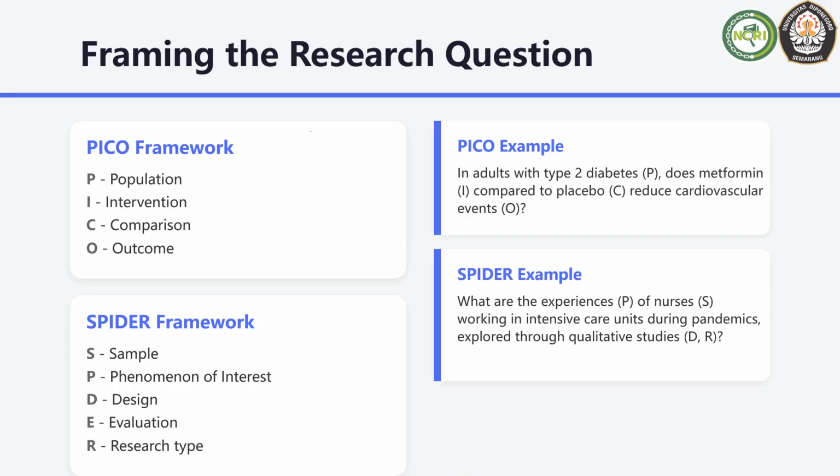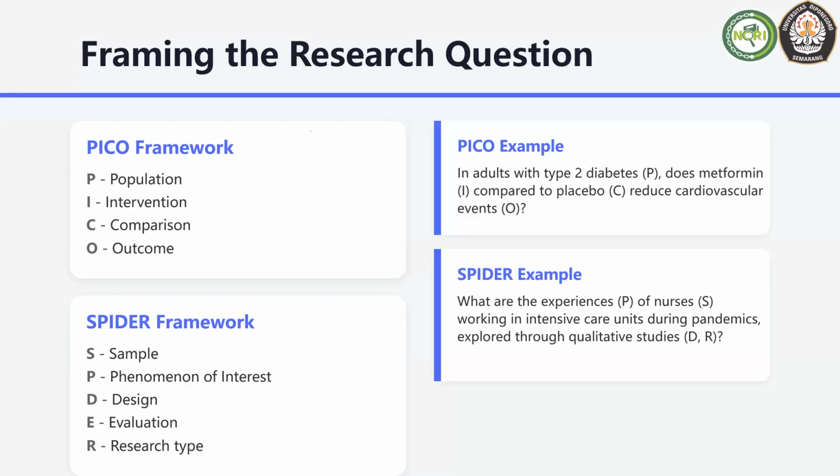So we usually use the PICOS, which is population, intervention, comparison. Usually at some time the intervention, the I, is replaced with exposure, then comparison, and then the outcome. And then in social sciences, they use the SPIDER. So whichever you prefer, you can use it to formulate your research question or your focus for your systematic review.